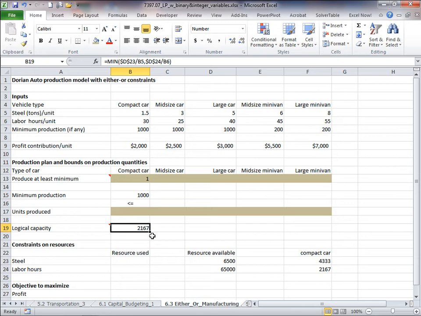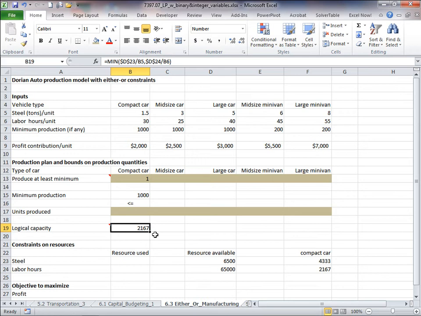What if I choose not to produce that vehicle? What would happen to my capacity then? It should be zero, right? Yeah. So how do I get the logical capacity to be zero if I don't produce? Multiply by what? By the binary variable, right?